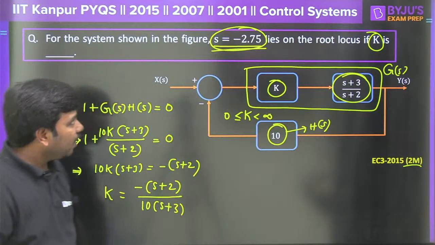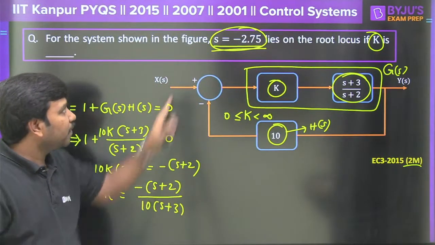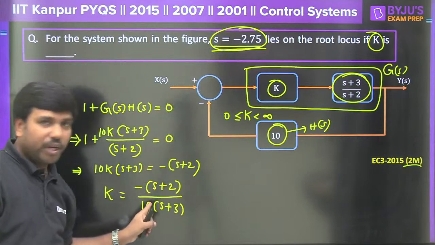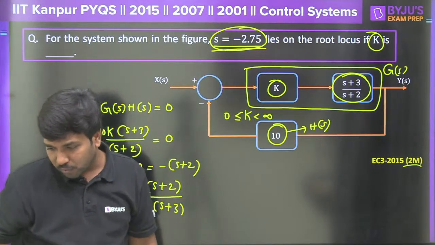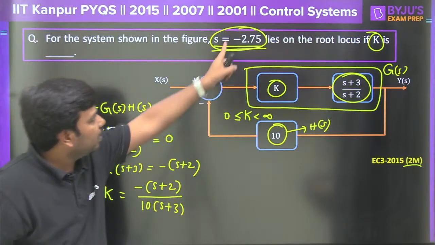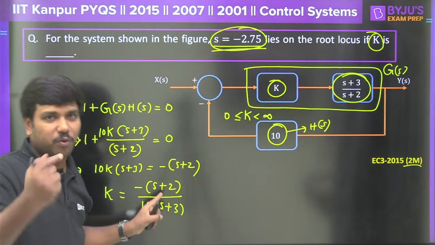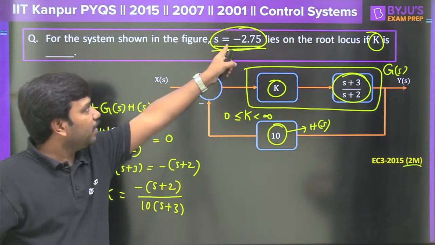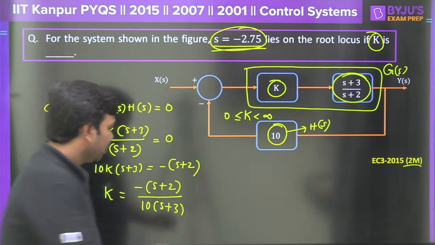Correct? So that means if this point is there in the root locus, if I substitute this s value here, then the k value should come positive. Madhuri, wrong answer, please check it. So if you substitute this point here, then k should come positive. Then only I can say that this point is there on the root locus. Correct? So what would be the answer?